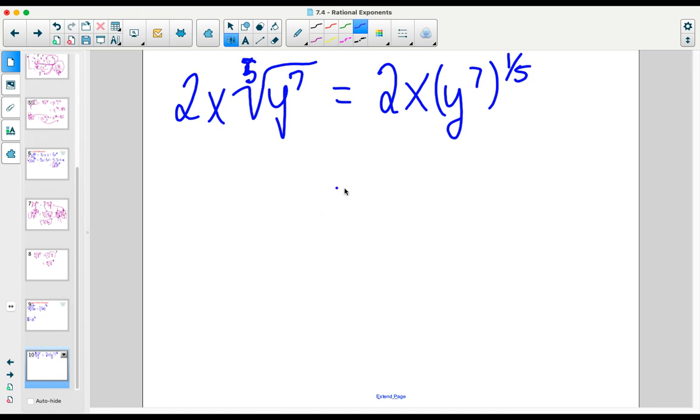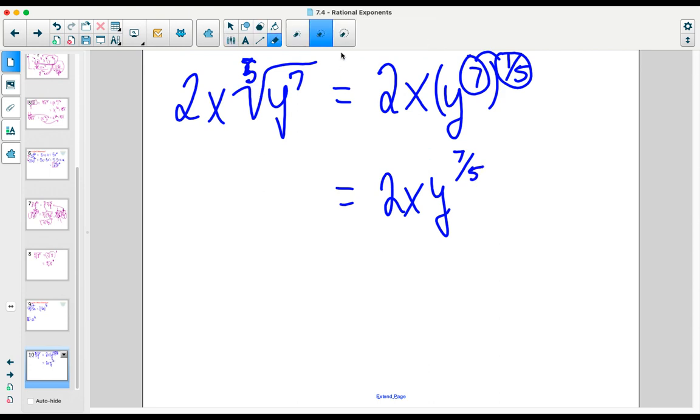Now, we are not done. We want to make sure we write this very carefully. This 7 as a power to a power can get multiplied by the 1/5, excuse me, and become y to the 7/5. Note carefully that there's no parentheses in my final expression anywhere. I don't want that 7/5 to apply to the x and to the 2.